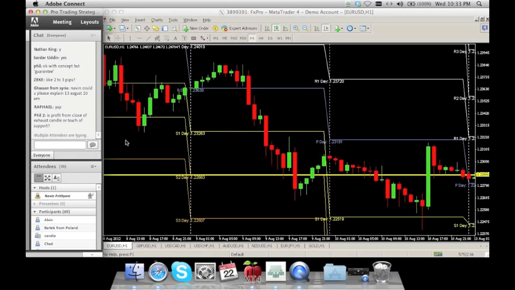Okay, Phil 2 says, is the profit from the close of the exhaustion candle or the touch of support?